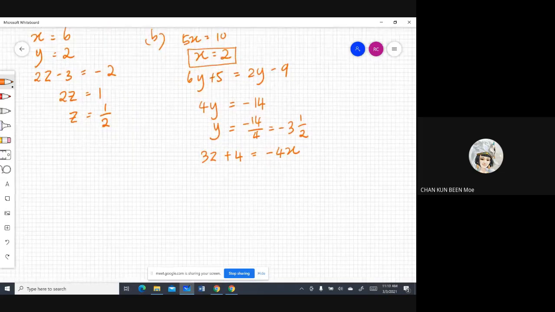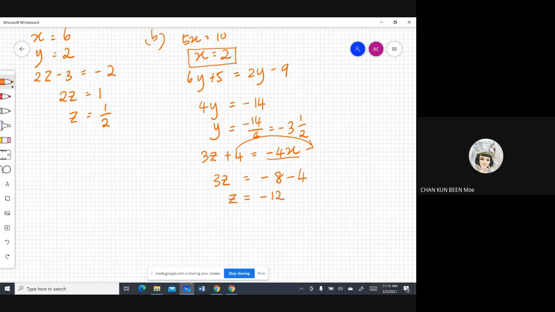Okay, so 3Z plus 4 is equal to negative 4X. Substitute the value of X, which is equal to 2. So 3Z is equal to negative 4 times 2, which is negative 8. I bring this to the right, so it becomes negative 4. Okay, this is a Z. So negative 8 minus 4 is negative 12. Z is equal to negative 12 divided by 3. Therefore, it is negative 4.